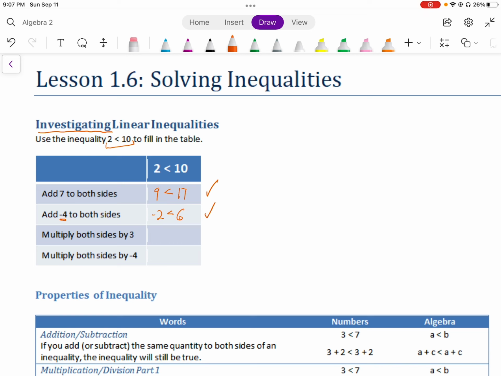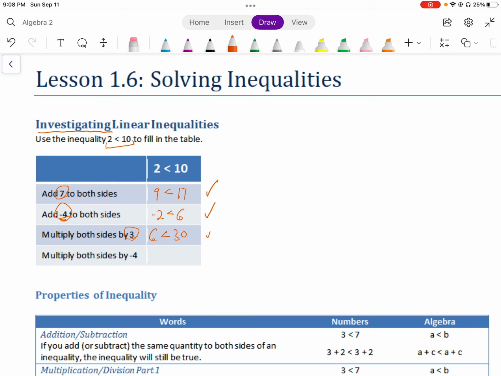-2 is less than 6? It is. All right, what if we multiply both sides by 3? 2 times 3 is 6, and 10 times 3 is 30. Still a true statement. As we walk through each of those, we could add things other than 7 and realize it will be true, things other than 4. We can multiply by other numbers other than 3, but now we're going to multiply both sides by -4.